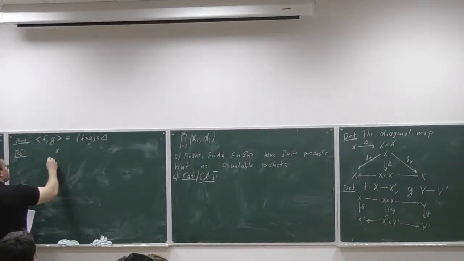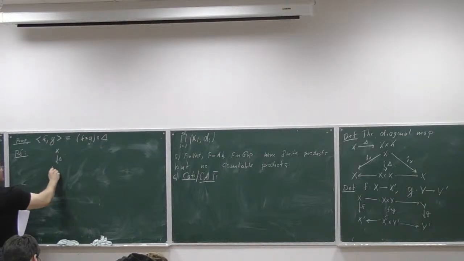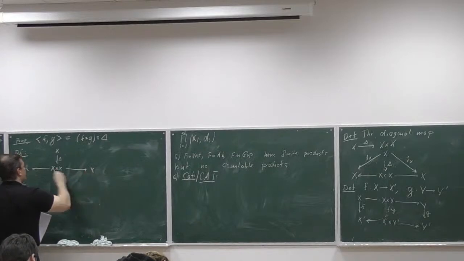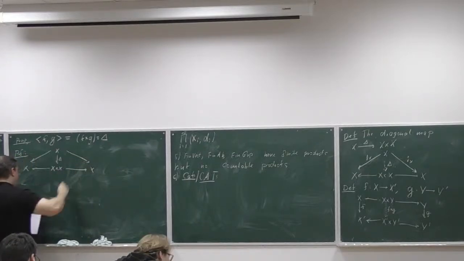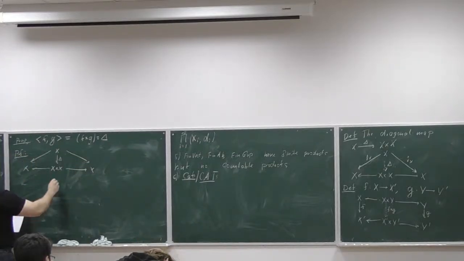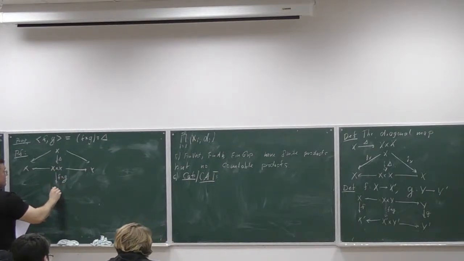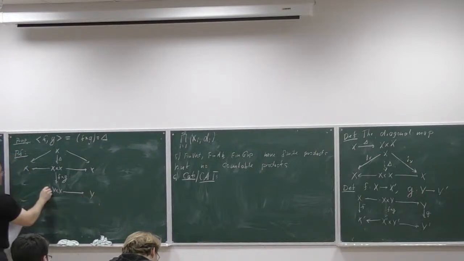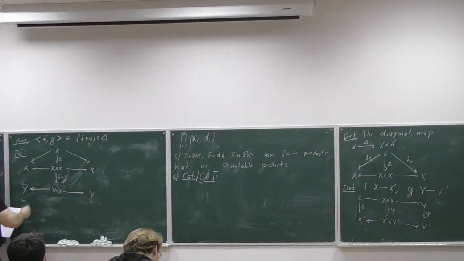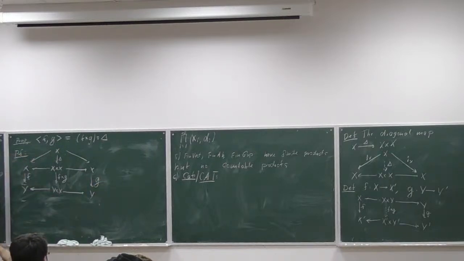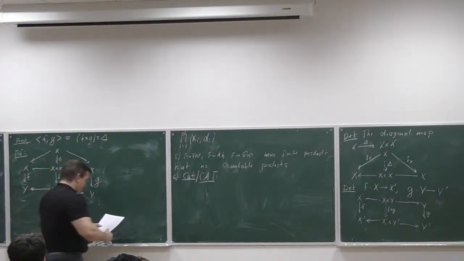So I have X, which is mapped by the diagonal map to the product. Here there are projections. These maps are the identity maps. Here there is a map F product with G, Y product with Y, again projections to the Y, and this is F, this is G. So, of course, everything is commutative.